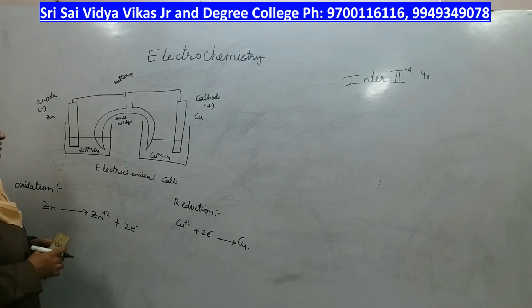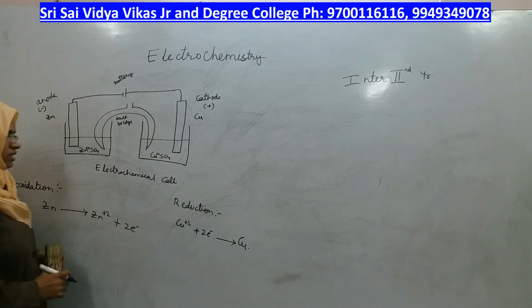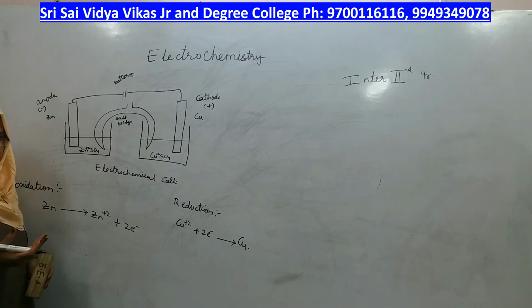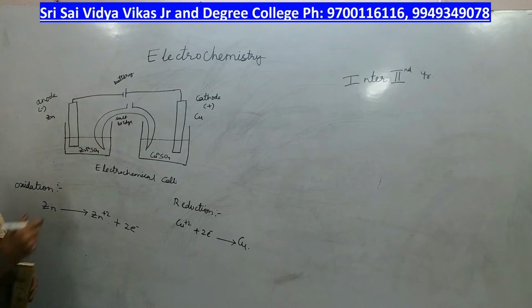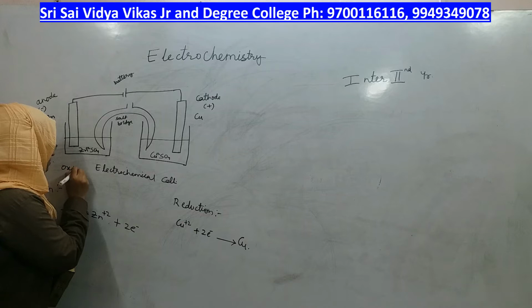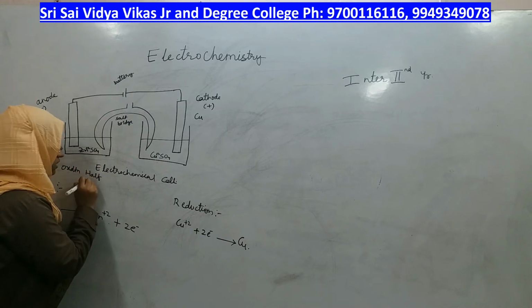So now let us give a name to this half cell separately and this half cell separately. On the left-hand side of the cell, the oxidation reaction is carried out, therefore this half cell is called the oxidation half cell.